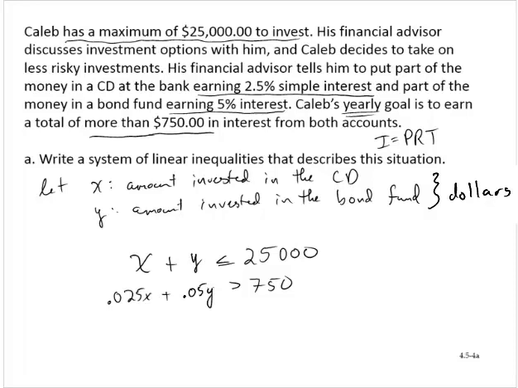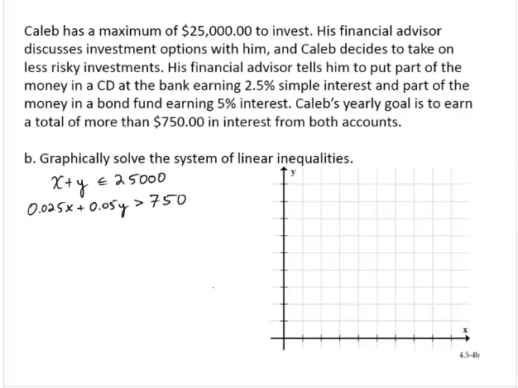And so here is a system of equations that we can use to model this problem. I'm sorry, system of inequalities, not equations. We are asked to graphically solve this system of inequalities. X plus Y is less than or equal to 25,000, and 0.025x plus 0.05y is greater than 750.